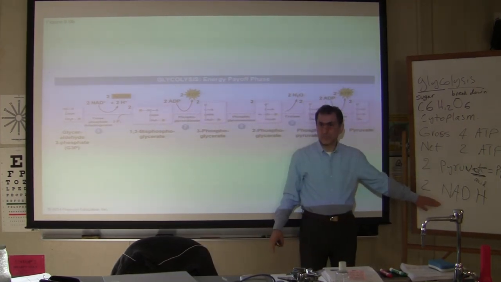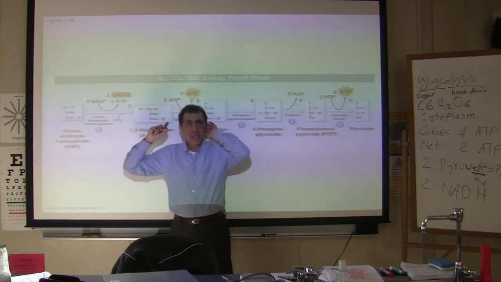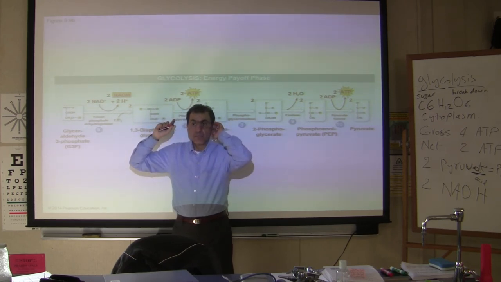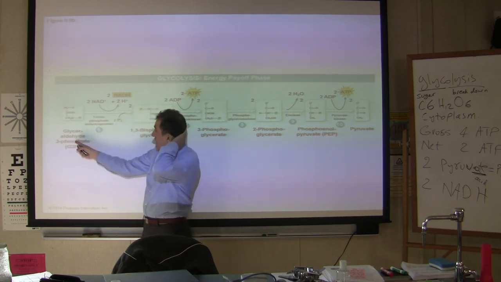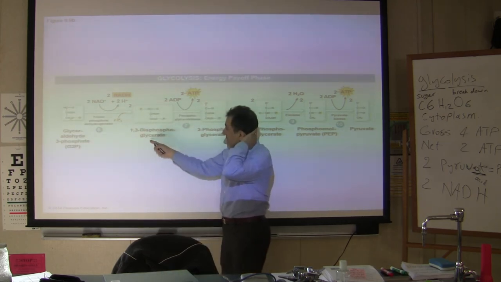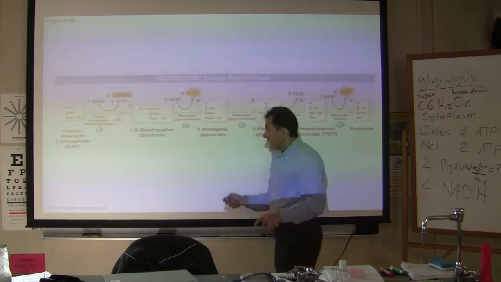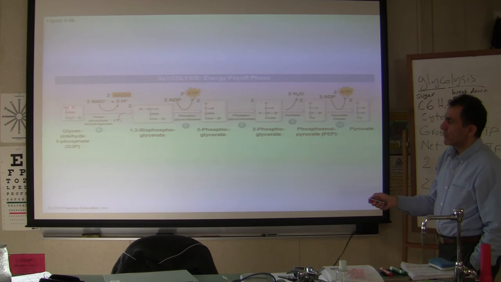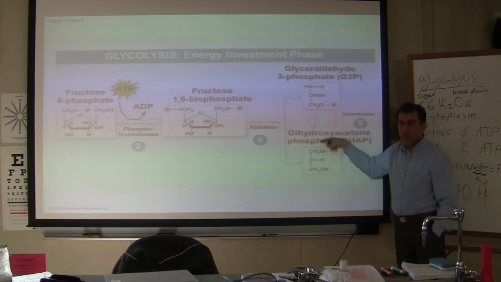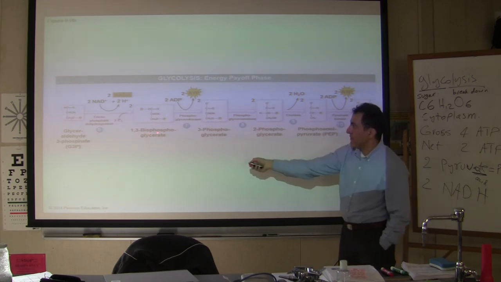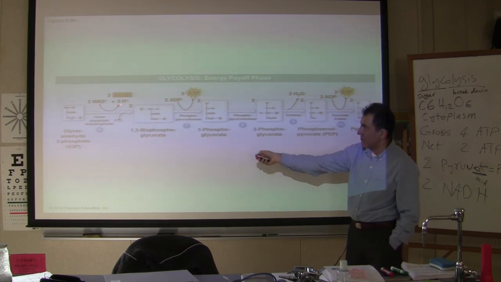NAD to NADH. Why 2 of them? Anybody? Why did they write 2 NAD to NADH? I'm turning 1 glyceraldehyde 3-phosphate to 1,3-biphosphoglycerate. Why did they write down 2 here? Because you start out in this reaction with 2 of the glyceraldehyde 3-phosphate. You remember the last 2 of them? 2 of them become 1,3-biphosphoglycerate. So it turns 2 NAD to 2 NADH.